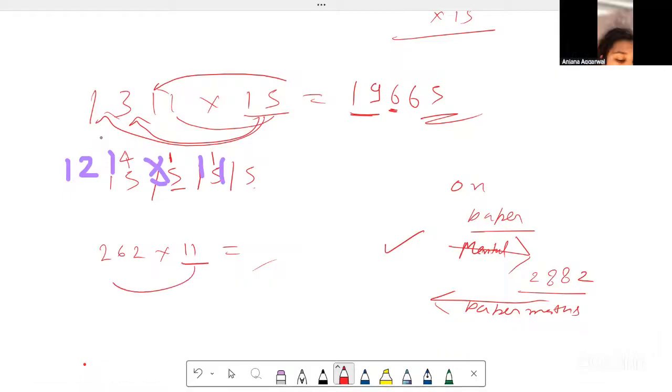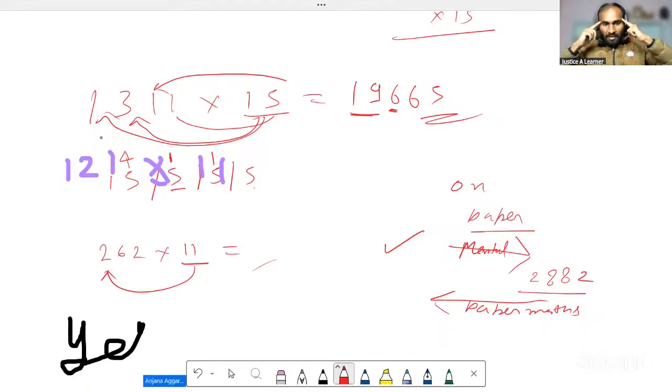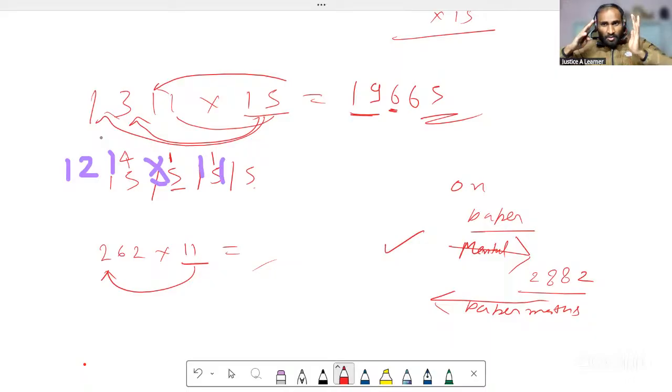You may try like 11 twos are 22. Look how I'm processing. 11 twos are 22. And in advance, 11 sixes are 66. 22, 6, 2 8 and then 6. 11 twos are 22. 2 8 8 and then 2. I know this is difficult, but when you practice, this becomes easy.